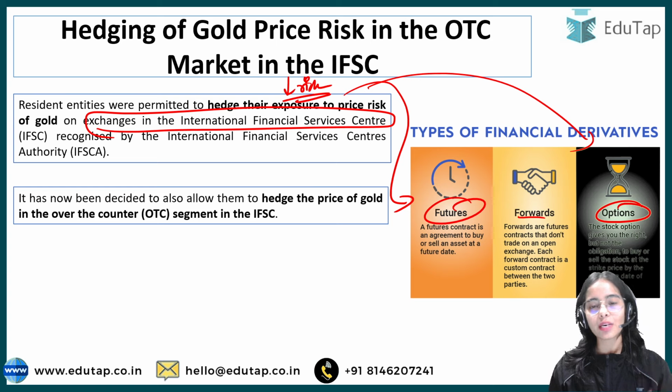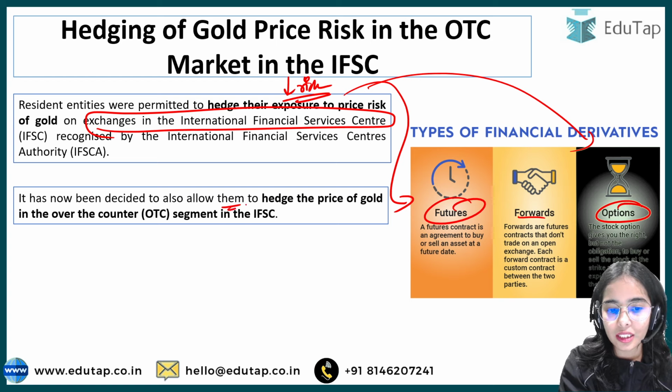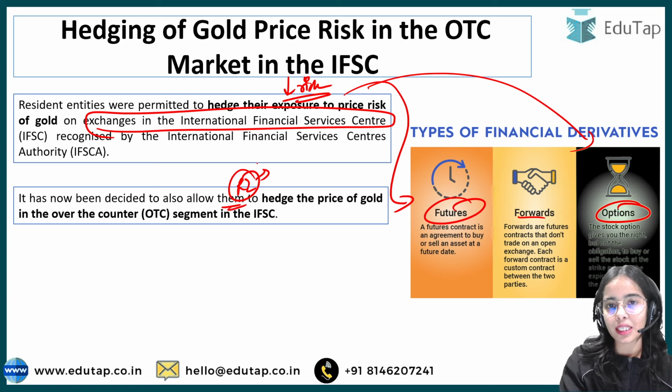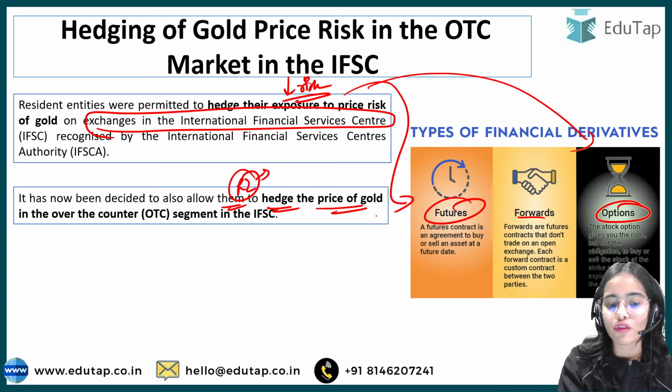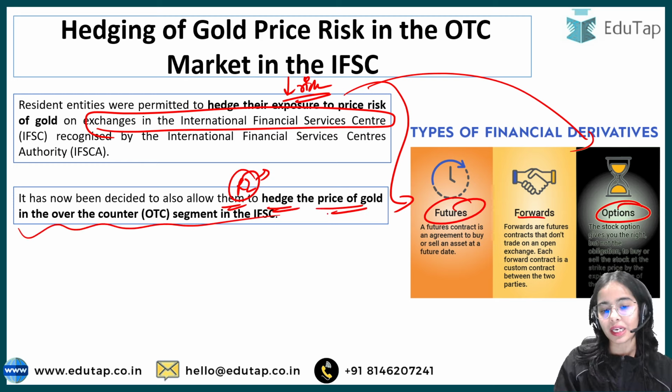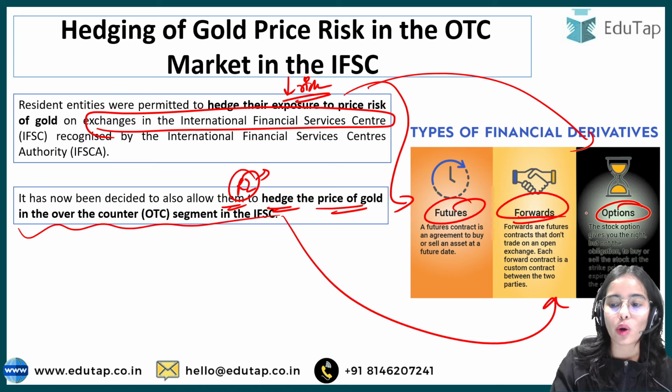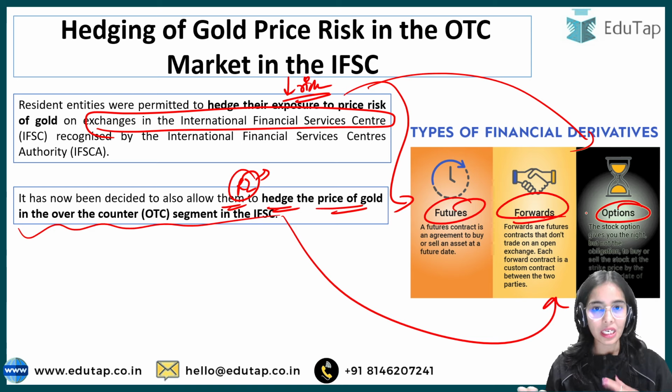Now it has been said by the Reserve Bank of India that with its new notification, the RBI has allowed the resident entities other than individuals to hedge the price of gold in the over-the-counter segment in the IFSC. That is, now you can also use the forwards that are customizable in nature.